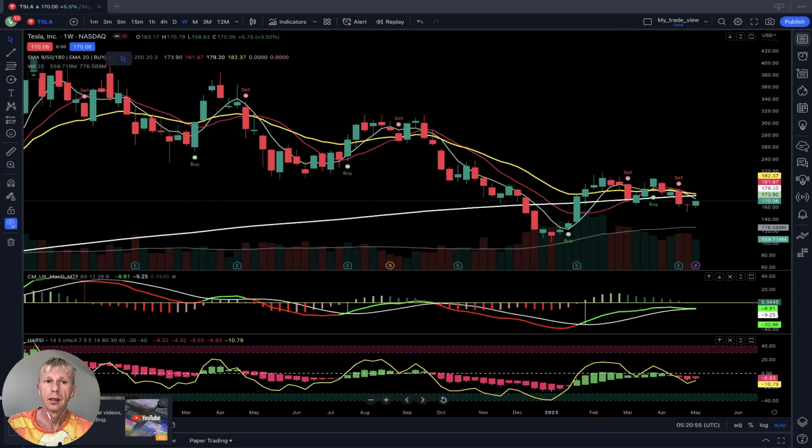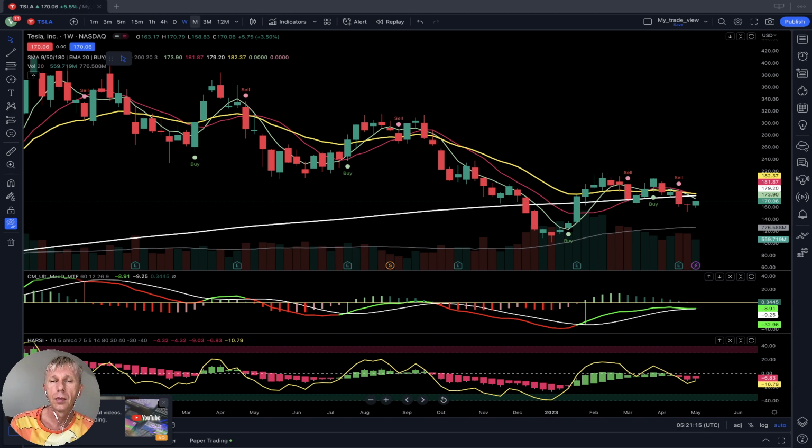Tesla. Let's start Tesla. Weekly time frame. Bearish. Sell signal. MACD ready for bearish crossover. Heikin Ashi red bearish. All bars below all moving averages. MA5 did bearish crossover over 200. Bearish. MA20 ready to do bearish crossover. Tesla is bearish on weekly time frame.